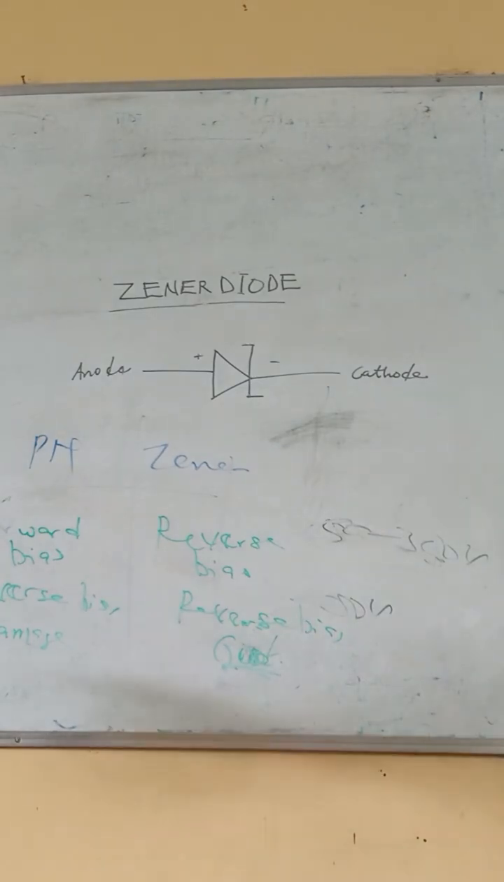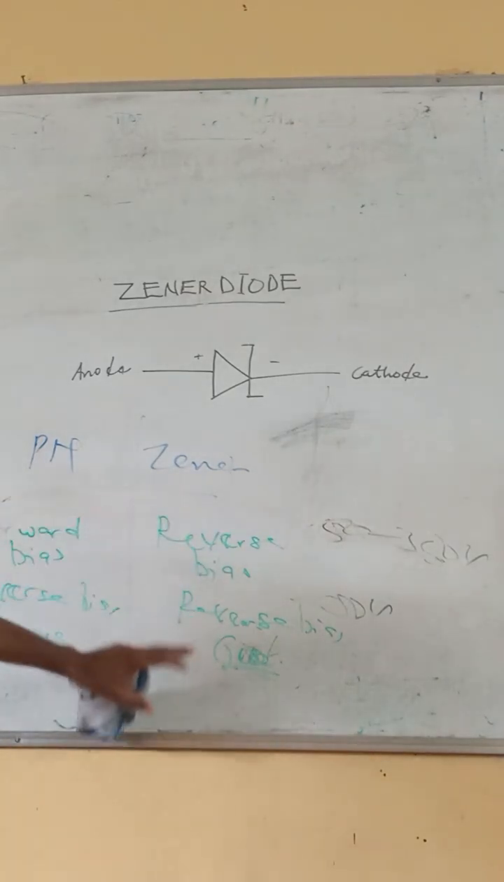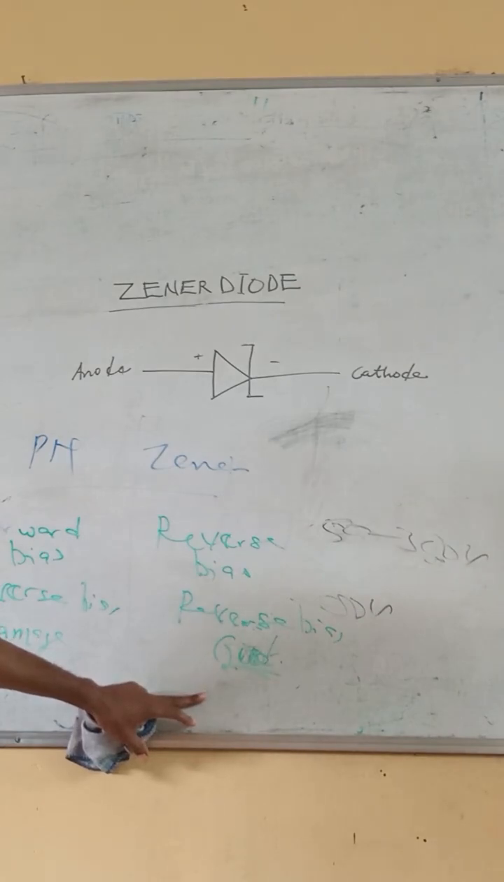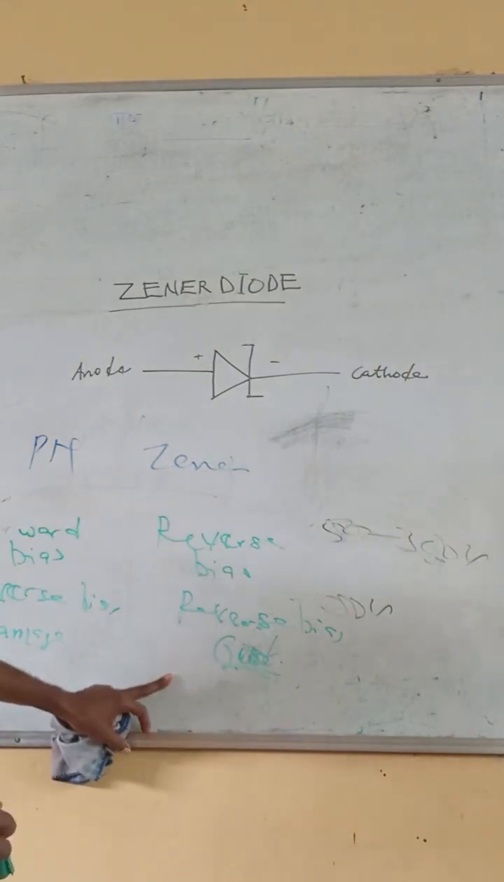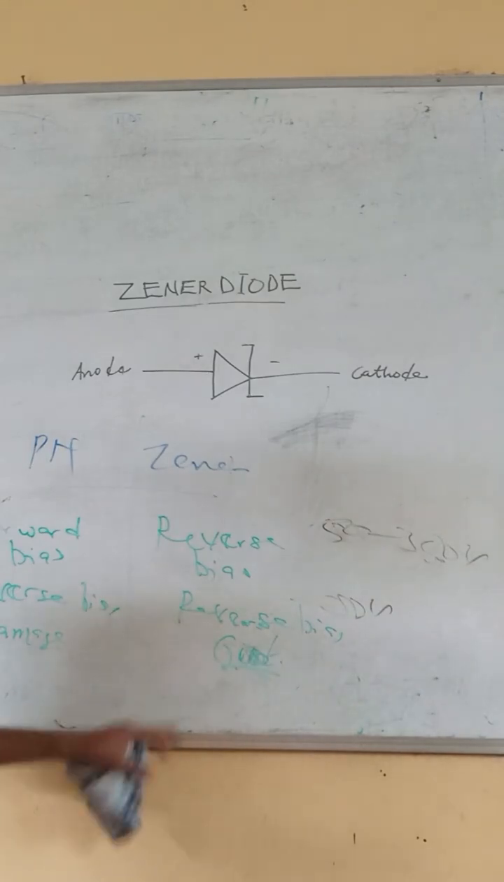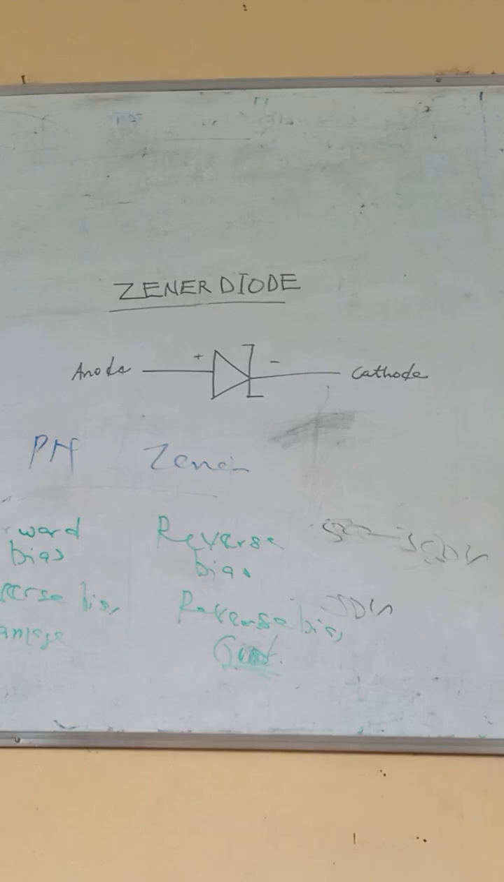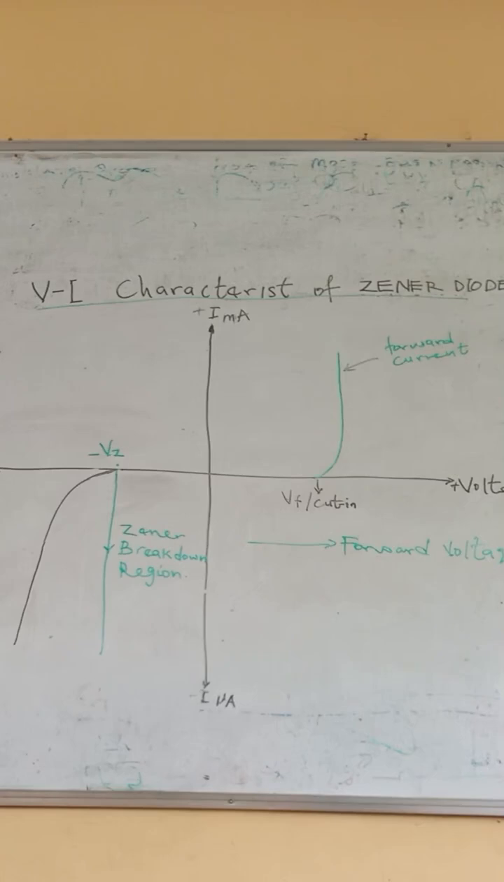At reverse bias of the PN diode, the voltage will keep increasing, but at reverse bias of the Zener diode, it will maintain constant voltage. That's why most of the circuits that have this diode connect it in reverse bias condition. So it's different from the PN diode.